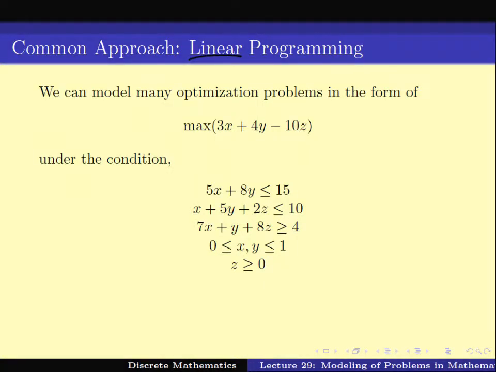Linear because all the constraints as well as the optimizing function are linear, meaning they are degree 1 polynomials. So we don't have something like x square or xy in the terms. So I have the 3x plus 4y minus 10z. Right? So it's a linear term.